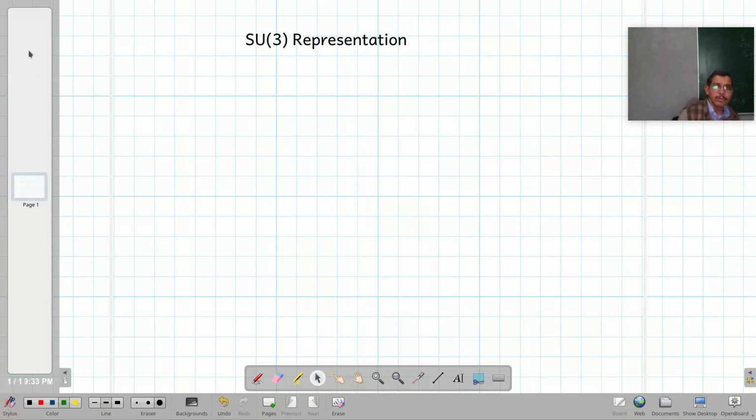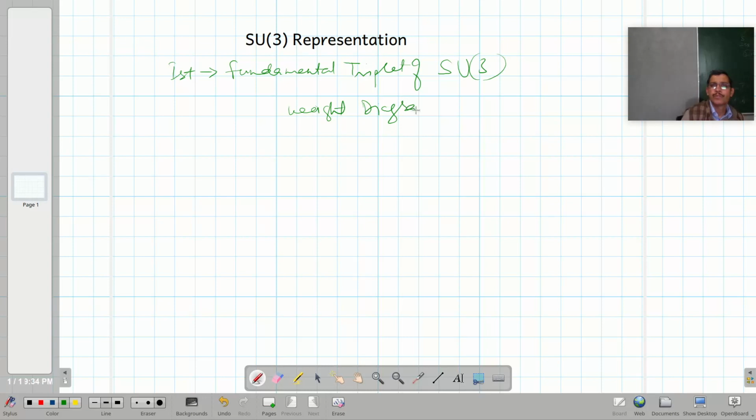So today I will talk about SU3 representation, and I will divide this lecture into two parts. In the first part I will talk about the fundamental triplet of SU3, and I will talk about its weight diagram, right? So this is the first part of my lecture.